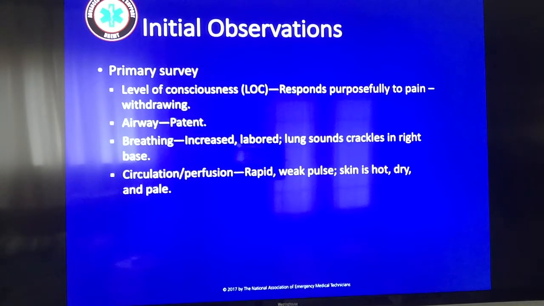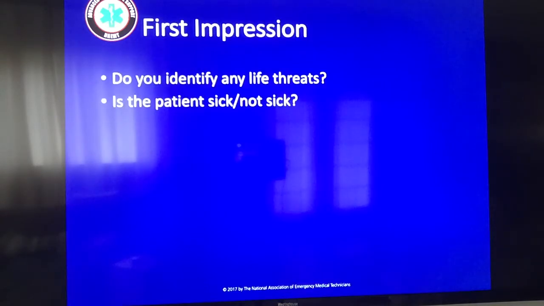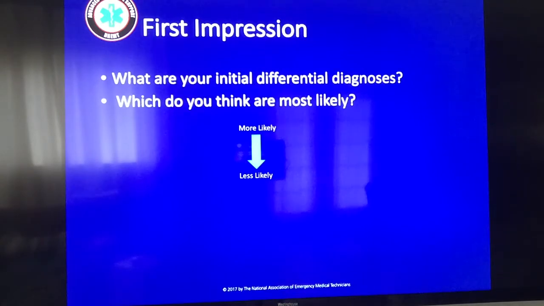It does have a response to withdrawal to pain. Airway is patent. There's no snoring-type respirations, but we notice there are some crackles in the right base, and the skin is hot and dry. So he is sick, and we definitely need to start considering our differential diagnoses so we can decide, divvy up, and prioritize our work and management of this case. So what are we thinking?